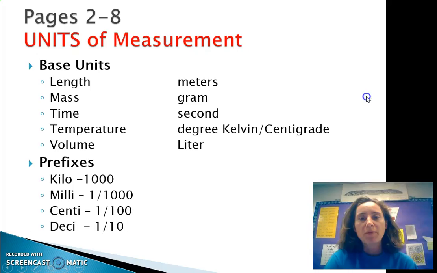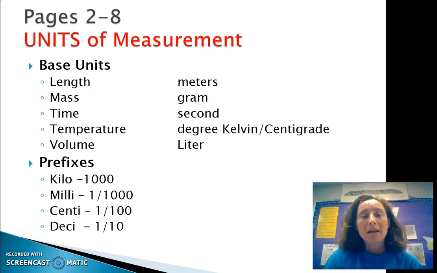Hey everybody, it's Ms. Seifert with a quick review on the basics of scientific method and units of measurement used in science. First thing, our units of measurement for the metric system, or SI, System International, is going to be length meters, mass is measured in the gram, time in the second, temperature is degrees Kelvin or centigrade, and volume is the liter.